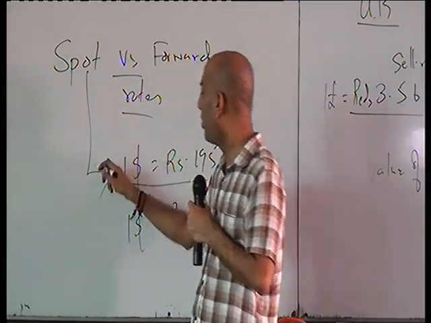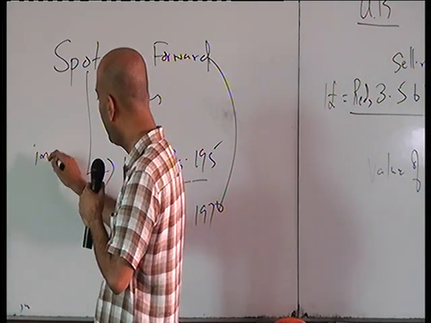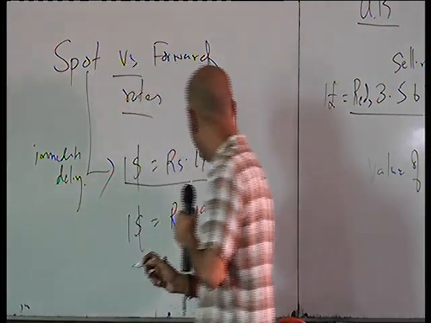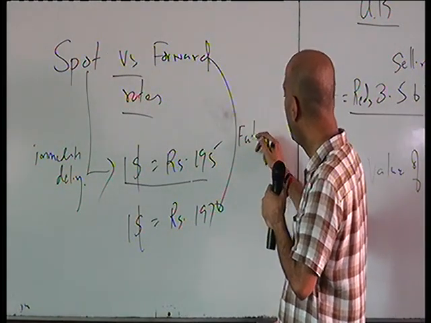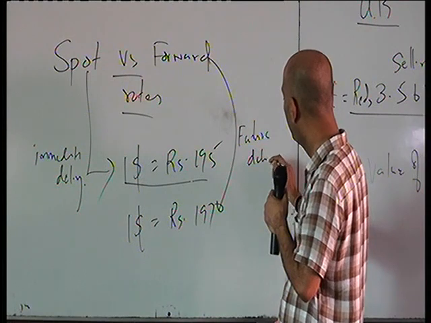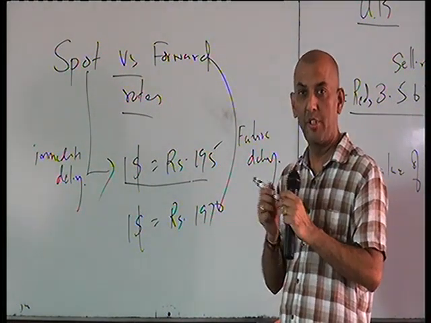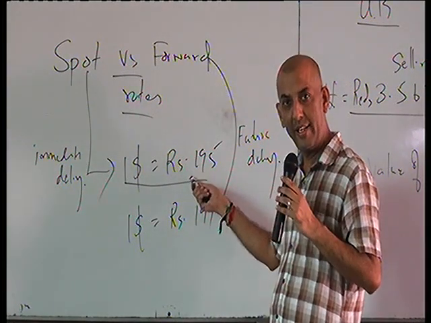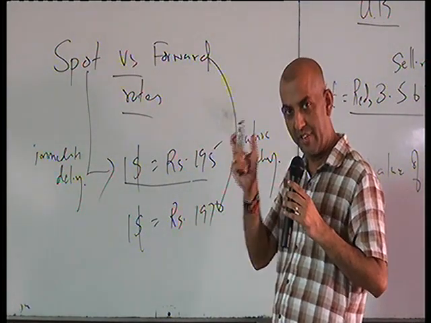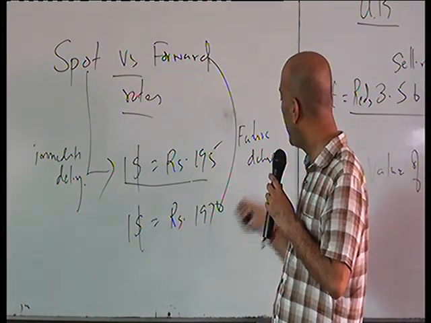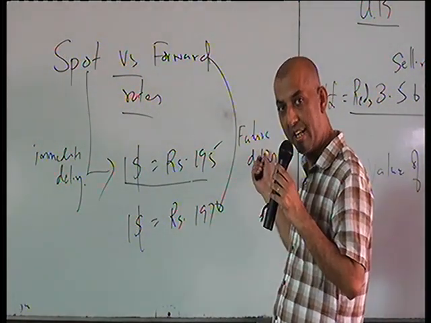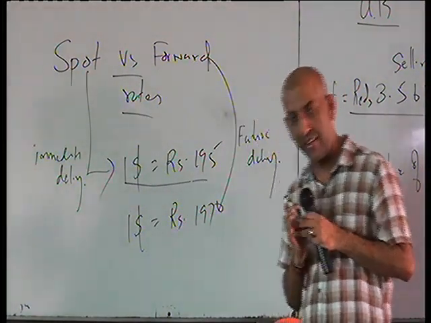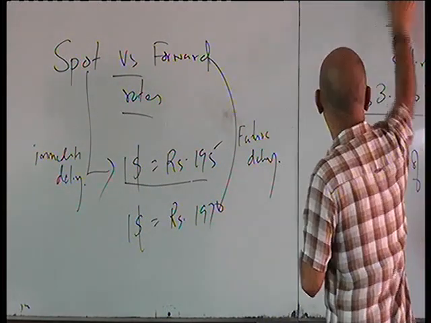So spot rate means immediate delivery. This is future delivery. So please know the difference. If your dollars are bought at immediate delivery, it's called the spot rate, the rate which is given. The rate which is given where your delivery of dollars will be at a future date is called the forward rate. So this is only a terminology difference, spot rate and forward rate.